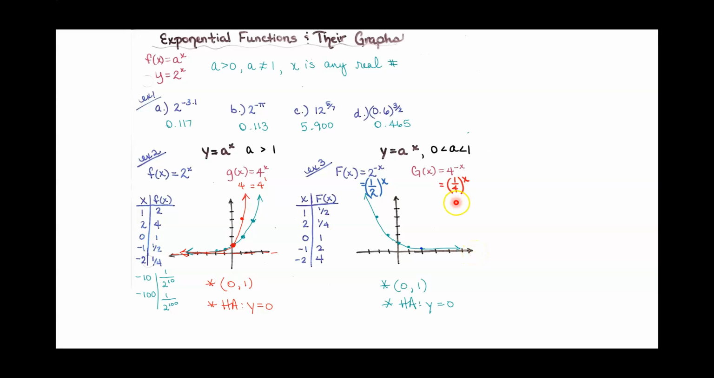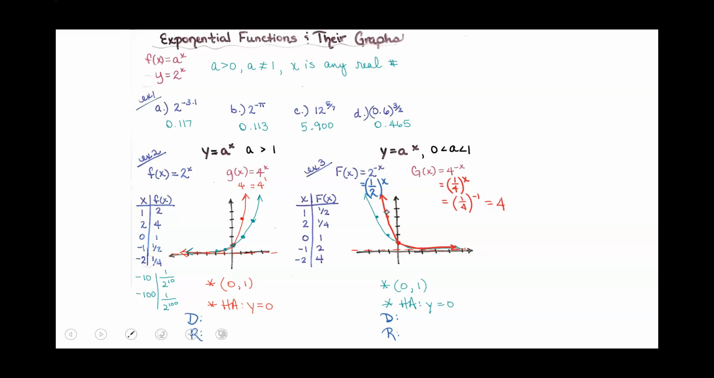So if I want to graph 4 to the negative x, or 1/4 to the x, I'll already know that I have the horizontal asymptote, that I have the y-intercept, and that I have a decreasing function. So I know what this piece of the graph looks like. I just need to plot one point over here. So I'm going to plug in -1. And when I do, 1/4 to the -1 is +4. So I would have -1, +4, and that would tell me how steep to make my graph.